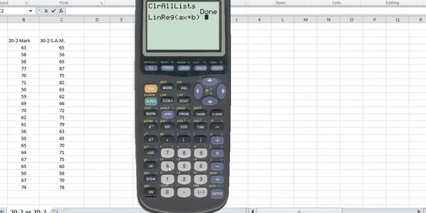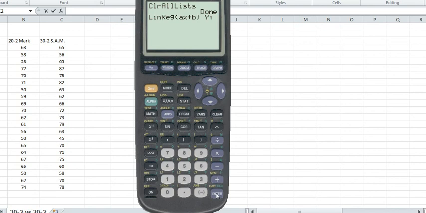So I'm going to hit the vars key, arrow over to y vars, hit enter on function, and then enter again on y1. So vars, over to y vars, hit enter twice, and it'll put a y1 there.